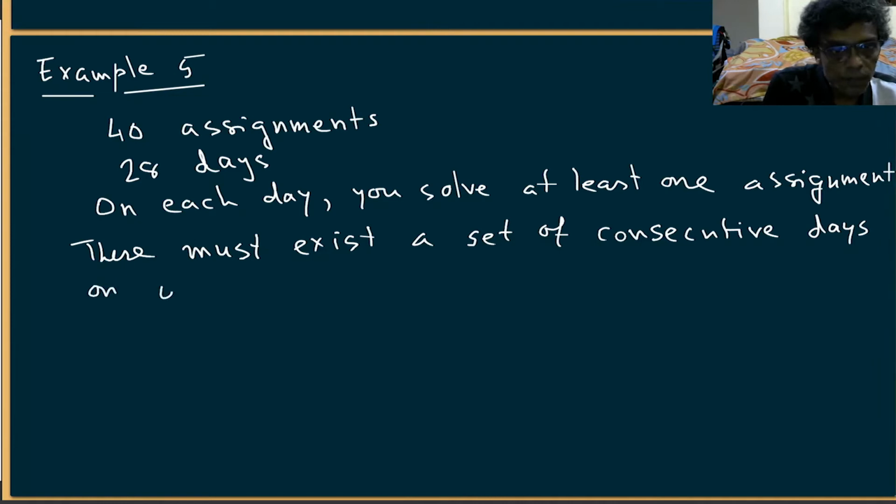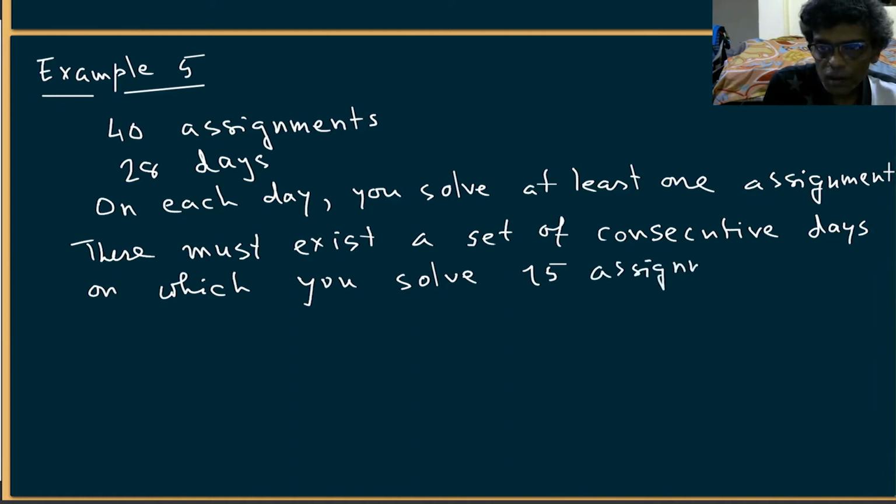on which you solve 15 assignments. You cannot simply avoid this 15, no matter how you schedule your assignments. Okay. On each day you solve at least one assignment, of course. You either solve an assignment, not half of it or something like that. Okay. So why? Once again, let us look at a proof of this.